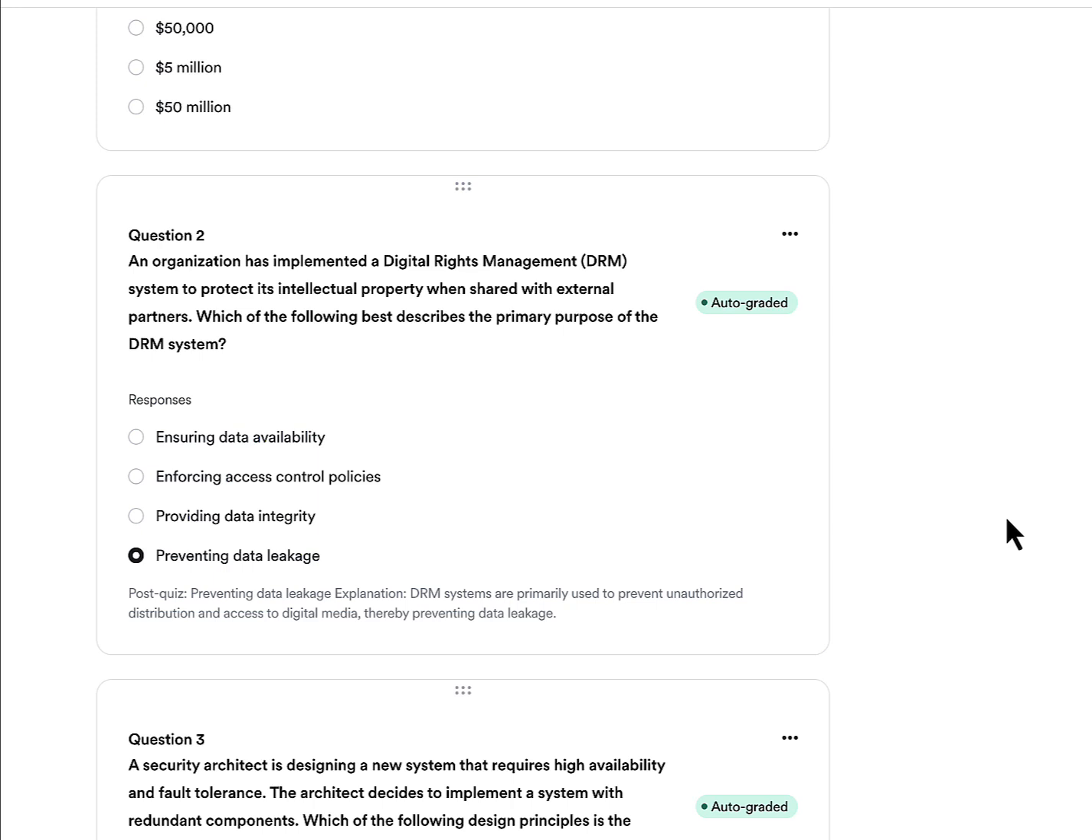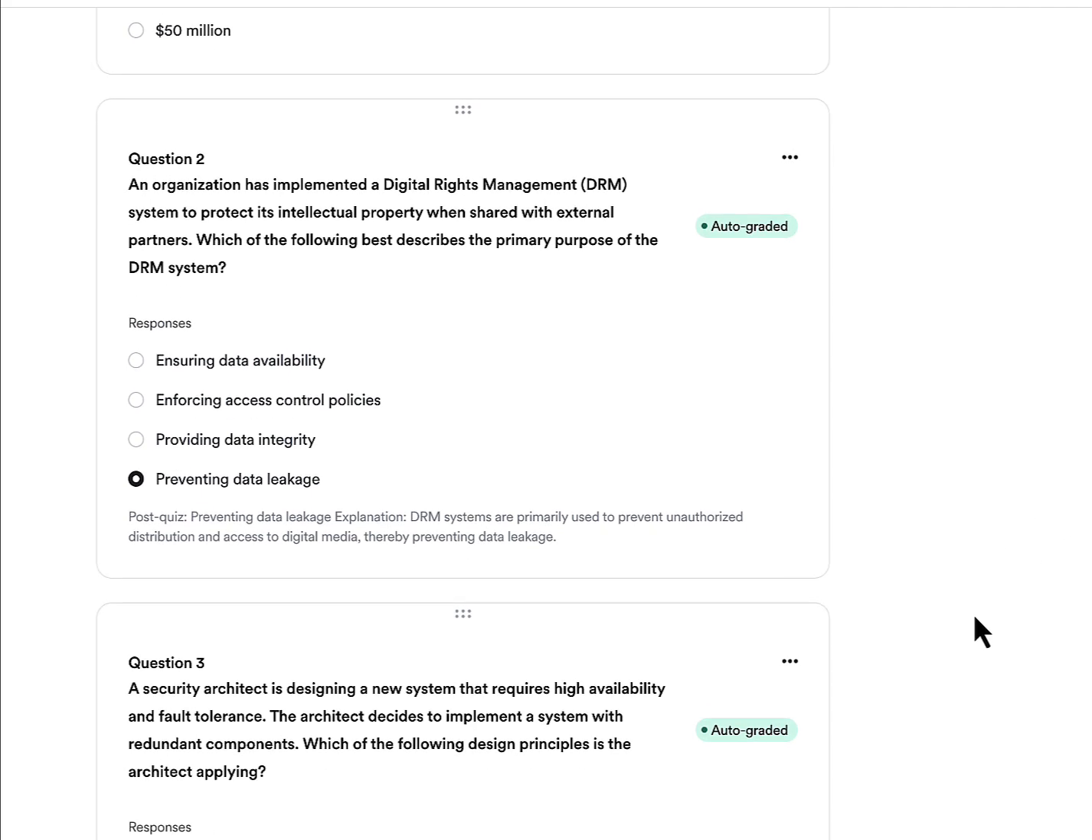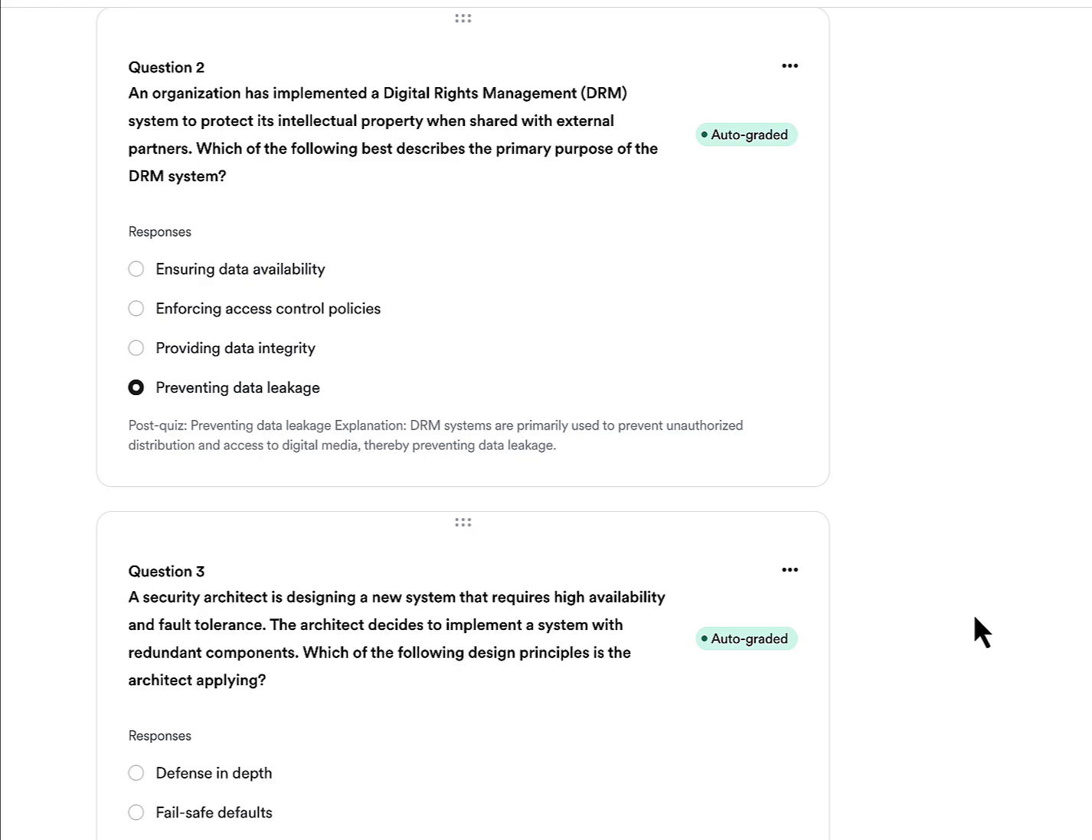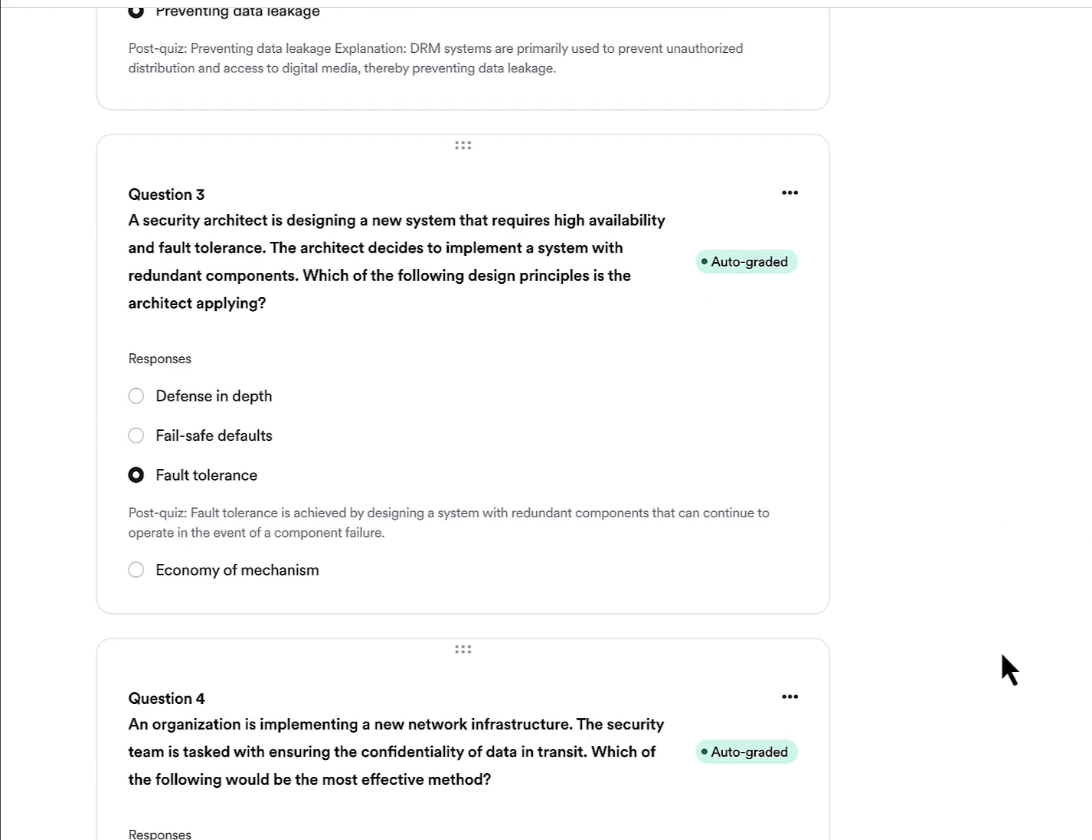Again, what is the most important thing? It's been implemented, a DRM system. Which of the following best describes the primary purpose of a DRM system? And the answer is D, preventing data leakage. Again, these DRM systems are designed primarily to prevent unauthorized distribution and access to digital media, therefore preventing the leakage.